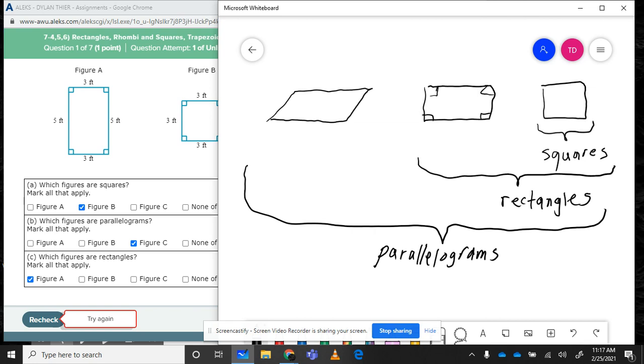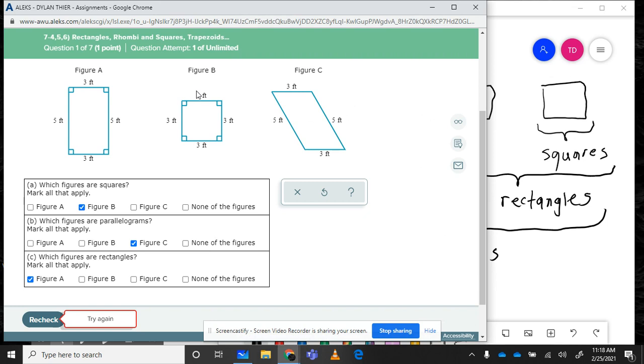So if I asked what shape is this, if somebody said it's a rectangle, they're not incorrect. So this one, figure B, is a rectangle as well. Figure C is not a rectangle.